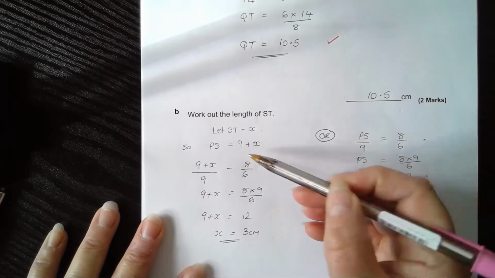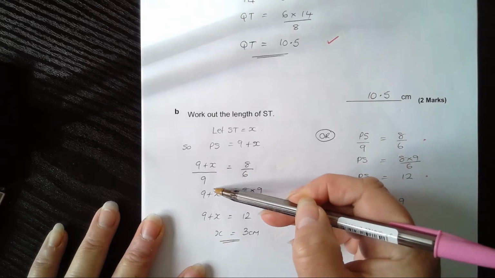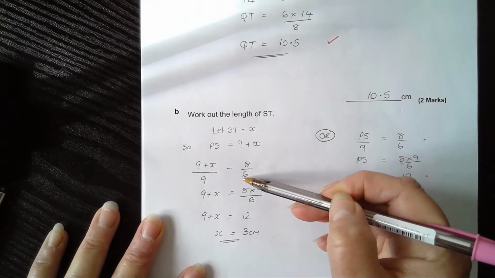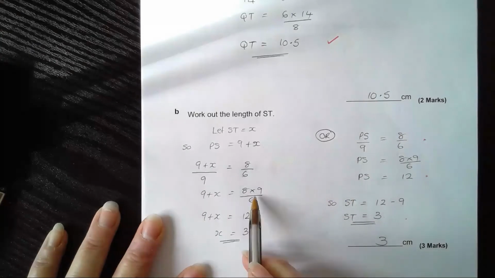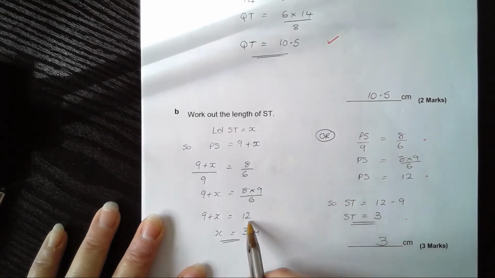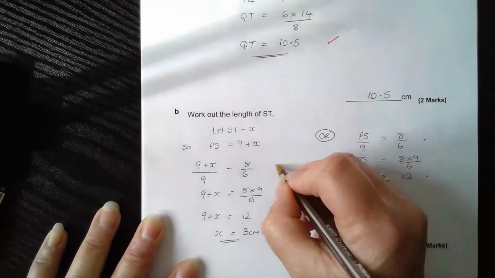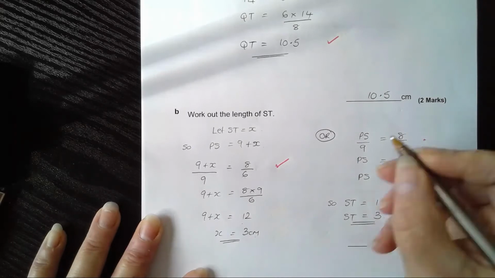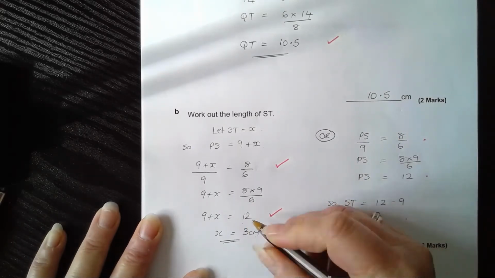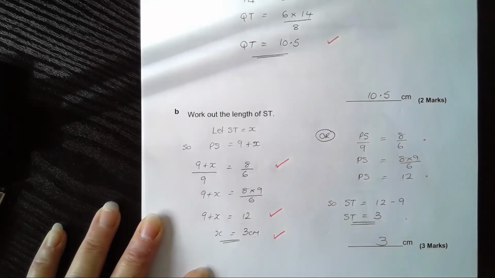So working out big triangle over small triangle, 9 plus X over 9 is equal to 8 over 6. Multiply both sides by 9. So 8 times 9 is 72, divided by 6 is 12. I know that 9 plus X is equal to 12. And taking away 9, I get X is equal to 3. So 1 mark for setting up my equation, 1 mark for getting that all of that long side is 12, and 1 mark for getting that it's 3.